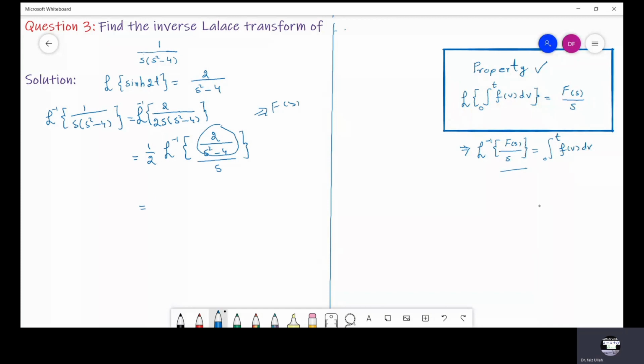So using the above property we write 1 over 2 integration from 0 to t and 2 over s square minus 4. This is Laplace transform of sine hyperbolic 2v dv. And now the remaining is just a simple integration. So let us integrate this. Its integration is cos hyperbolic 2v divided by 2, and the limits are from 0 to t. And now let us put the limits. So this can be written as 1 over 4 and cos hyperbolic 2t minus cos hyperbolic 0 is 1. So that is the required solution of this problem.